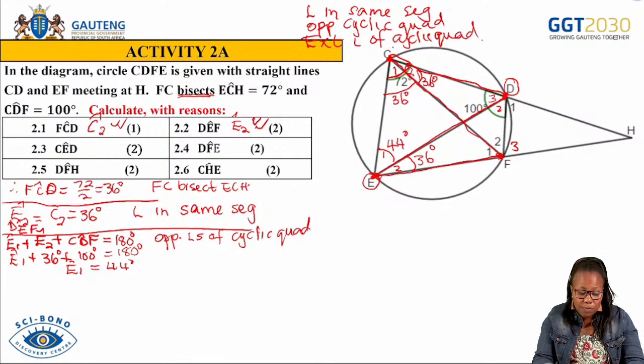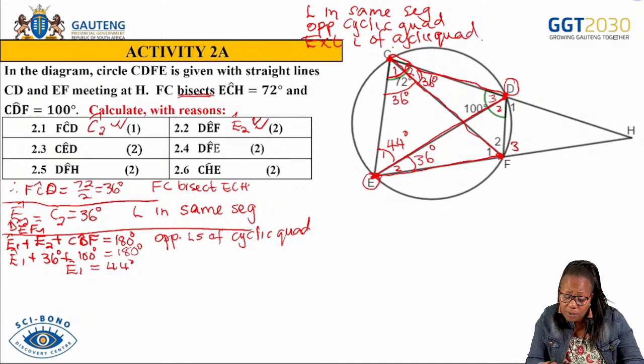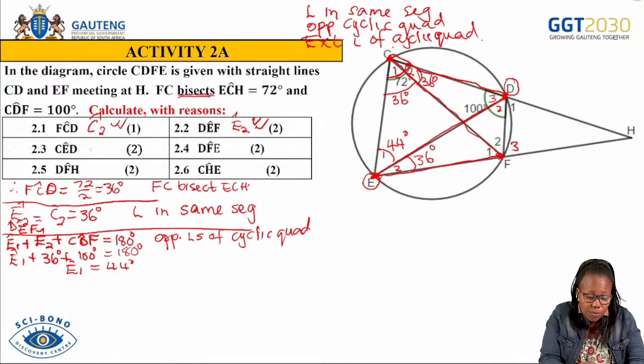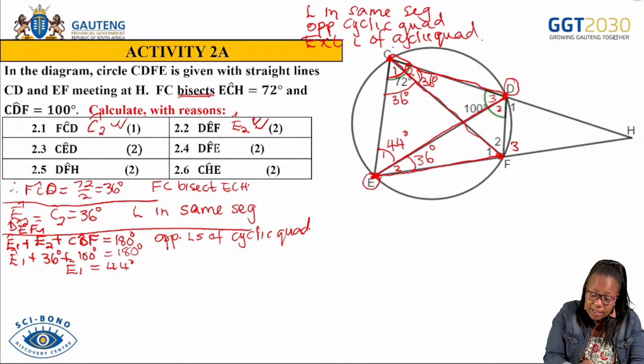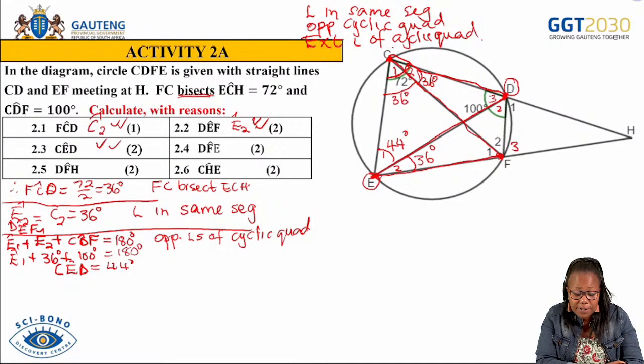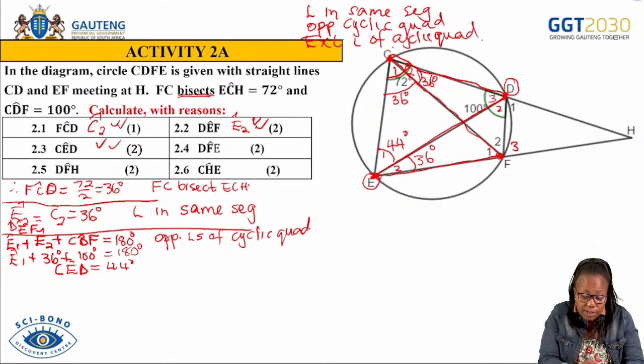Okay? All right. Now, let's check. The next question, we are done with CED. CED, remember this E1 is actually our CED angle. Done with that one. And then the DFE now. DFE, we are looking at F1 plus F2.